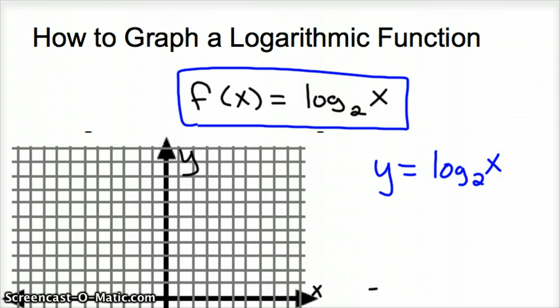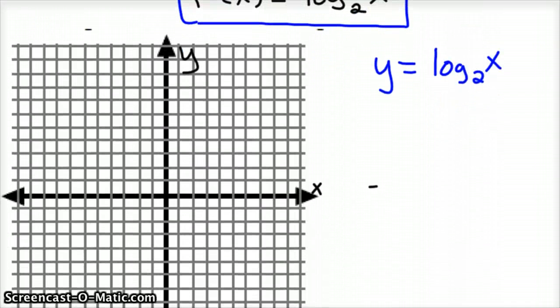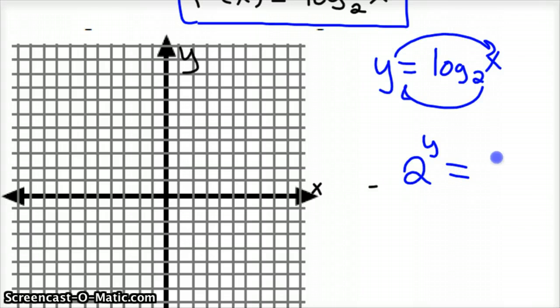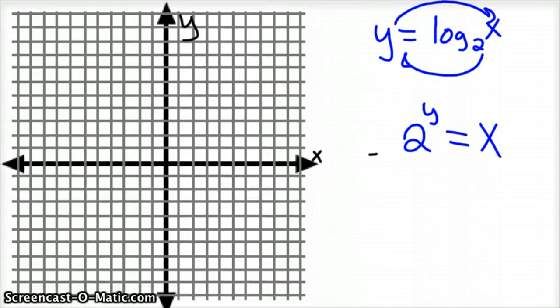That way it's easy to convert to an exponent. If you remember, to convert this to an exponent, 2 is my base. It goes to the y power, and it equals x. So 2 to the y equals x. Now it makes it possible to graph.